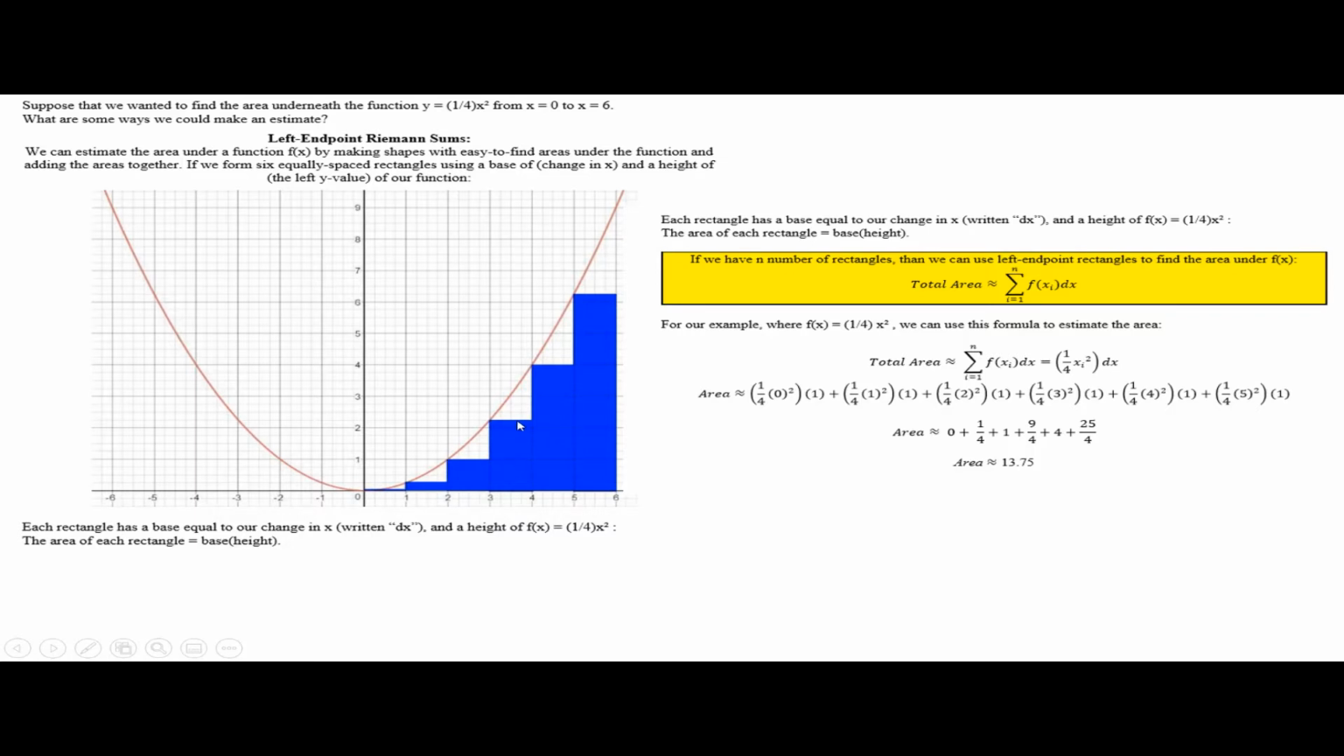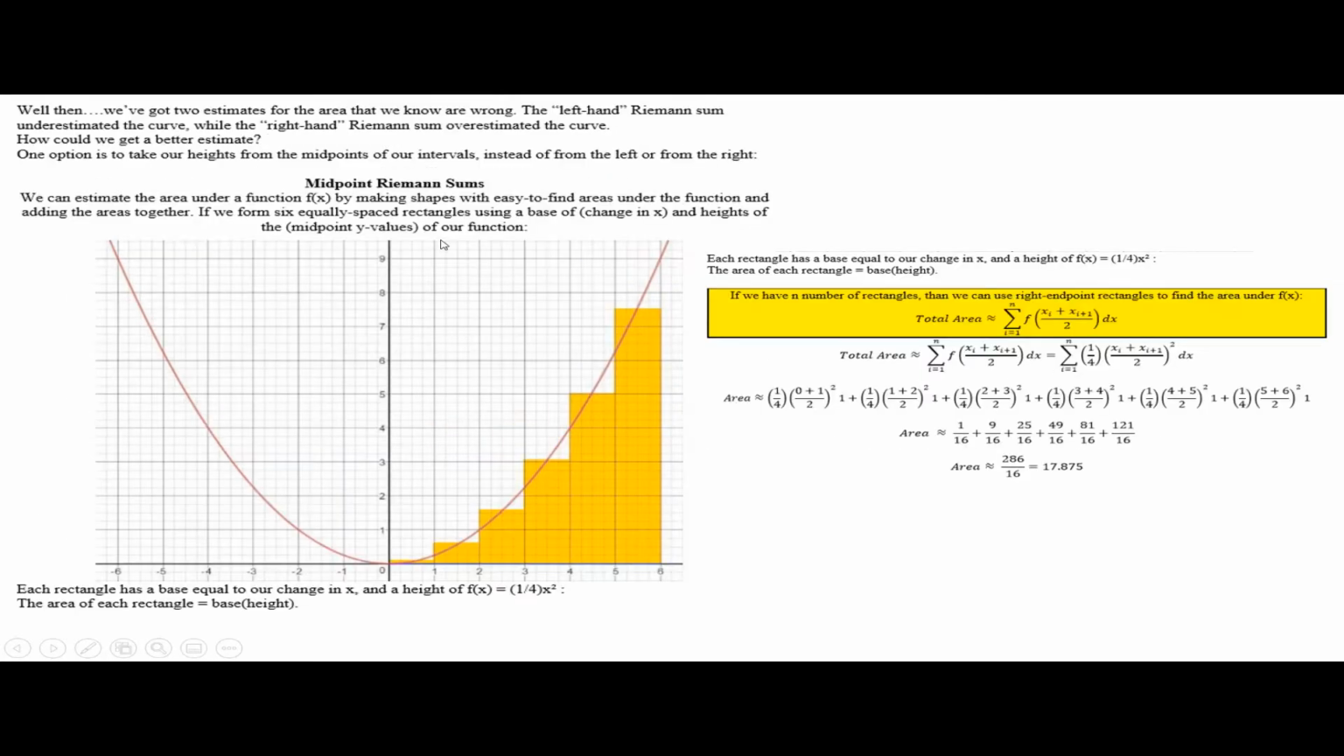We will underestimate with the left-hand Riemann sum as long as our function is increasing. We'll overestimate if we're decreasing. With the right-hand Riemann sum, the opposite happens. I overestimate if I'm increasing and underestimate if I'm decreasing. A right-hand Riemann sum for this one would start with the right-hand side, so my first rectangle would have a height of 1/4 and the second would have a height of 1.